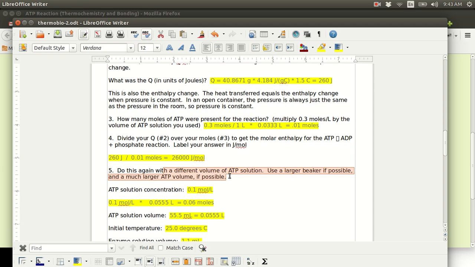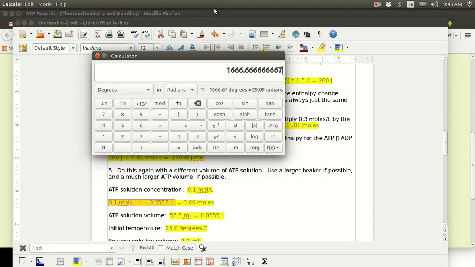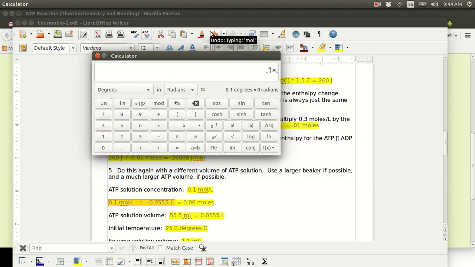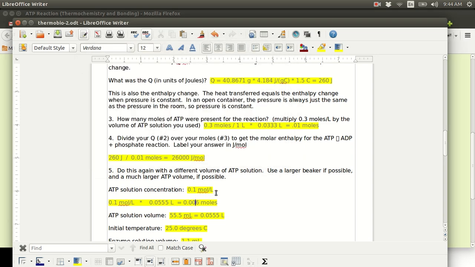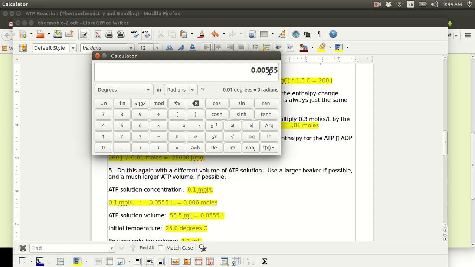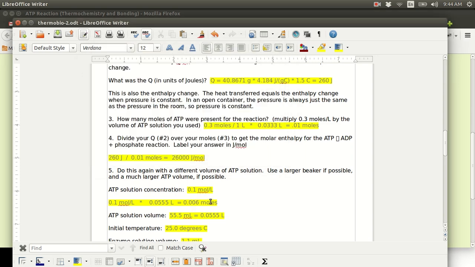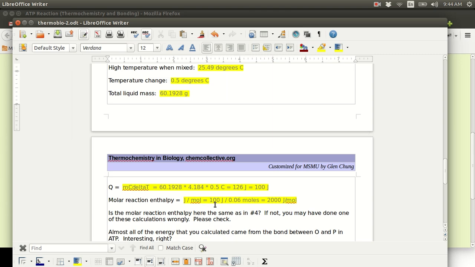Oh, I see. There's a problem right here. This is the problem right there. It is not different. It is going to be the same or almost the same. Okay, 0.1 times 0.0555. Aha, it was 0.00555, which is 0.006. This number, rounded to one significant figure, is 0.006, because this 5 needs to get bumped up 1, because the number next to it is a 5. 5 and over gets bumped up 1, so it's 0.006. Not 0.06, it's 0.006 moles. So that means this is 100 joules divided by 0.006 moles.